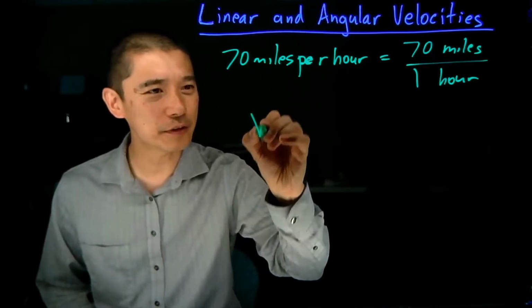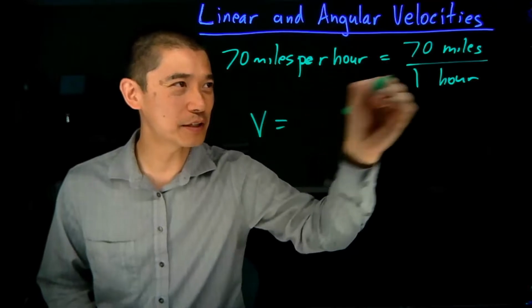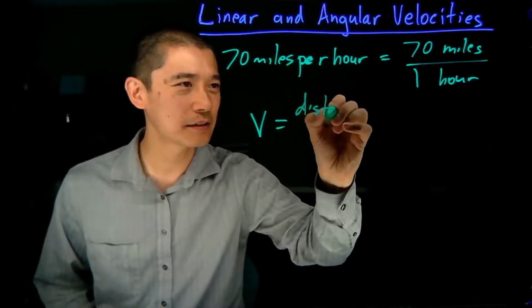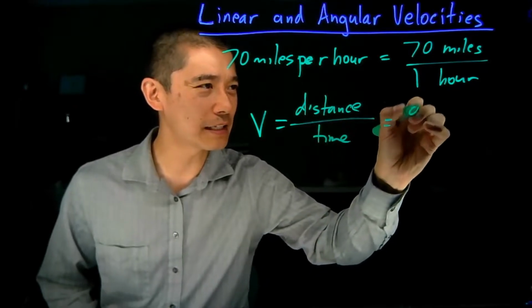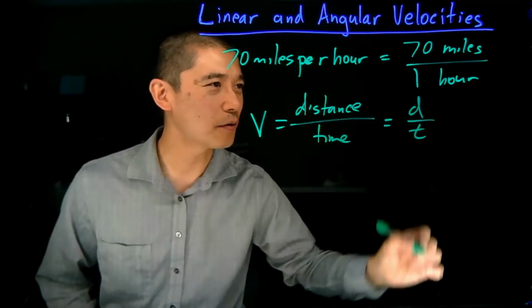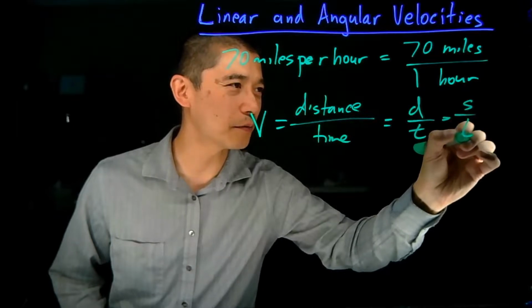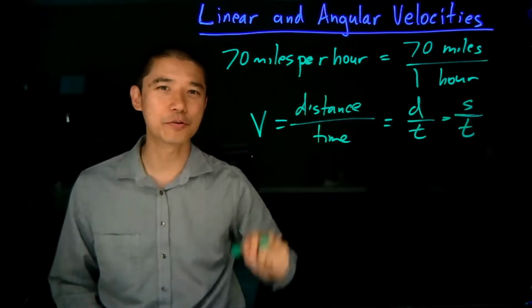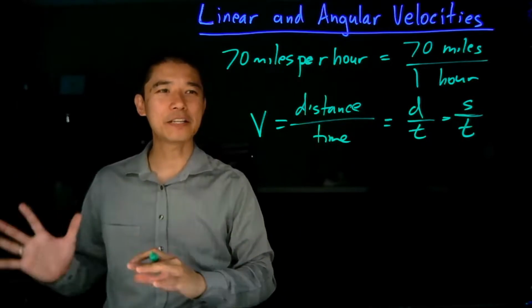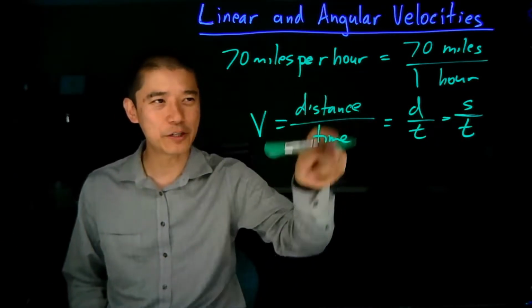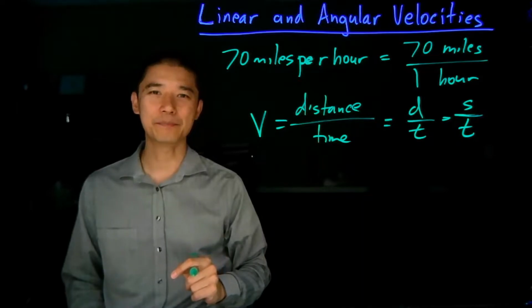And so linear velocity is going to be this form. It's going to be a distance over a time, which we could write as d over t, or sometimes you'll see this as s over t, just depending on who's doing the writing. So this formula here sets up our concept of velocity. Velocity is a ratio of distance over time.